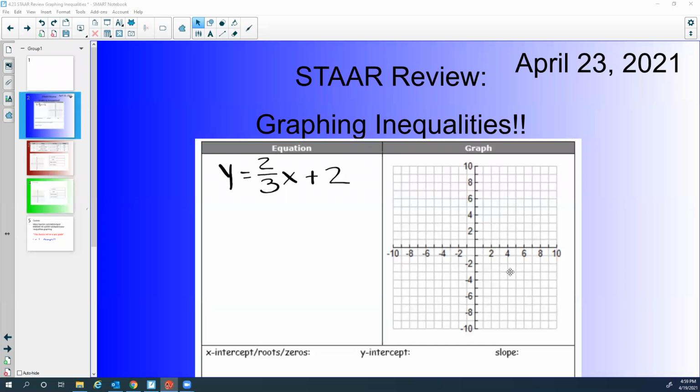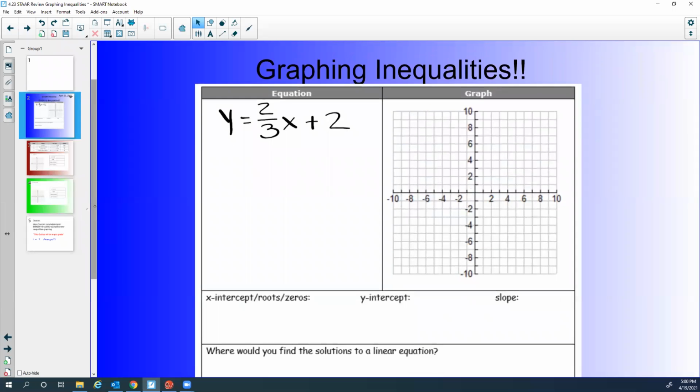Everybody, today's topic is STAAR review: graphing inequalities. First things first, we want to graph an equation to remind ourselves how to do that before we get to inequalities. So go ahead, pause the video and try this yourself.